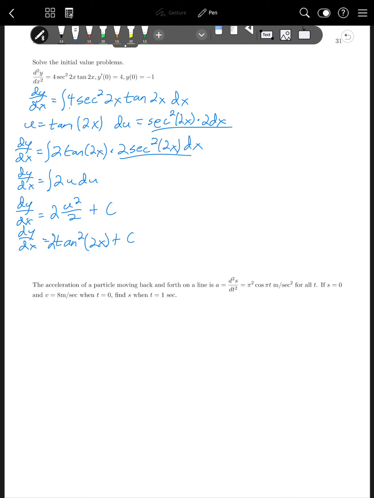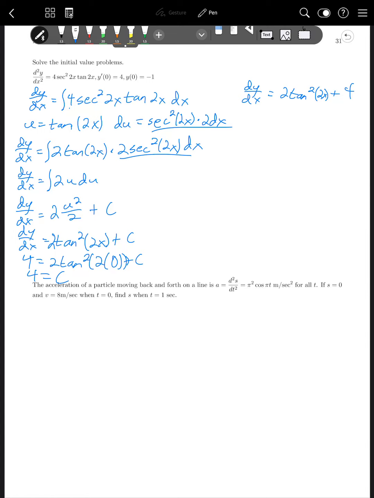And now we plug in our values so that we can figure out what c is. So this would be 4 equals 2 times the tangent squared of 2 times 0 plus c. Well, tangent of 0 is just 0. So this would be 0 plus c, so 4 equals c. So our function is dy dx equals 2 tangent squared 2x plus 4.